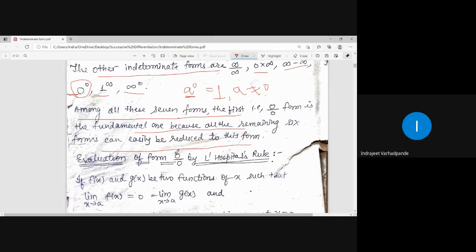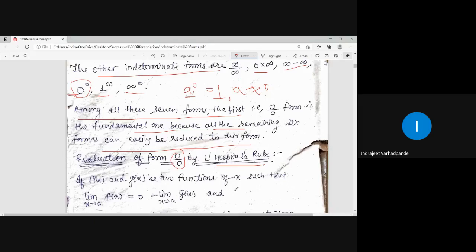Now, evaluation of the form 0 by 0 by L'Hospital's rule. What does L'Hospital's rule say? If it takes the form 0 by 0, just differentiate the numerator separately, differentiate the denominator separately, and reduce it. After differentiation the function will be reduced, and then you put the limit. If it is still taking the form 0 by 0, we are concerned about the denominator. Anyhow, the denominator should not be 0. If the numerator is 0, then 0 upon any quantity is 0, I told you.